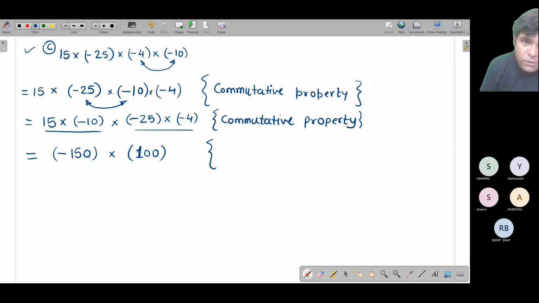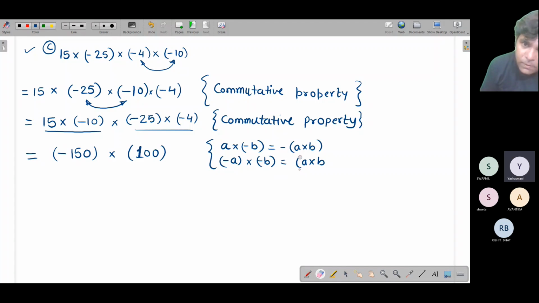Then it will be minus 150 and plus 100. So for this, we write here that A multiplied with negative of B gives negative of A cross B. And here the second one, minus of A multiplied with minus of B gives plus of A cross B. Then it will be minus 15,000.